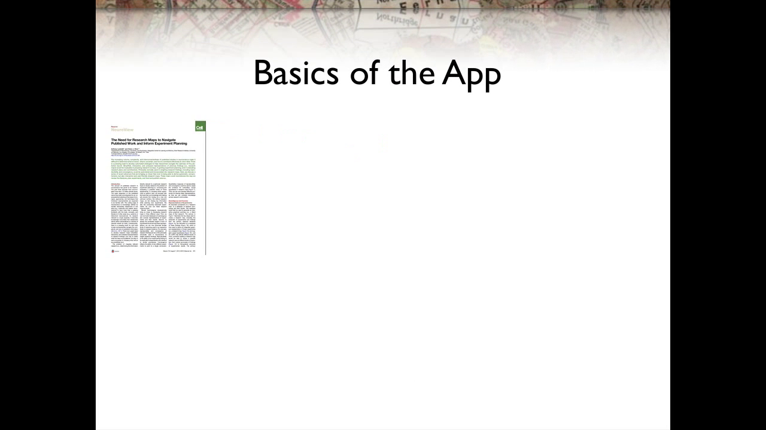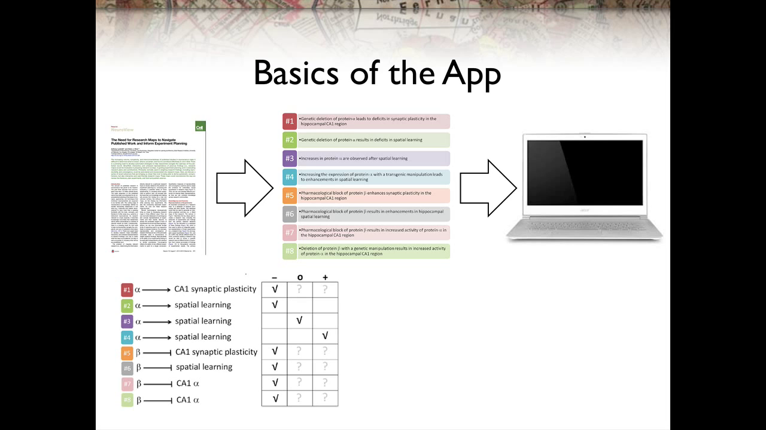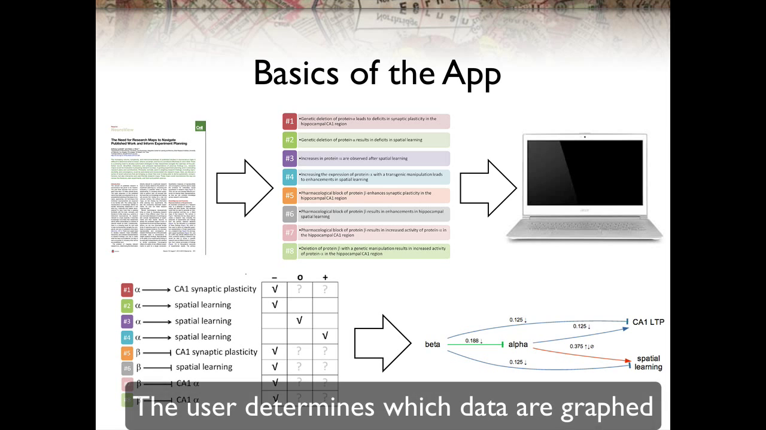What is it like to use the app? Take, for instance, the paper on the left. The user identifies the experiments in that paper, and then these experiments are entered into the app. The app then creates a relational database with each of the experiments entered. The next step is for the app to use graphic routines to graph the data entered. Importantly, the user determines which data is to be graphed.